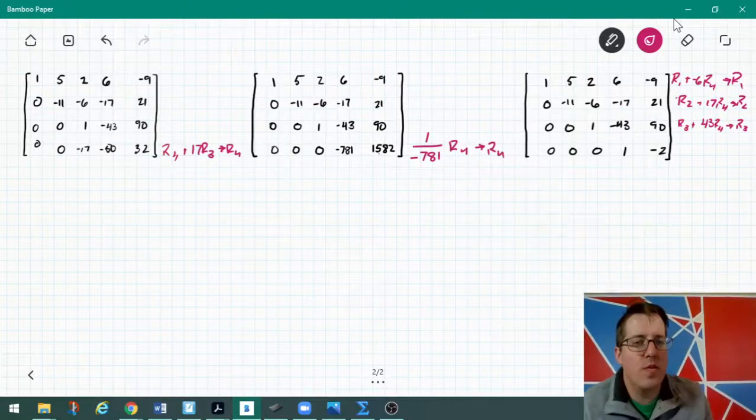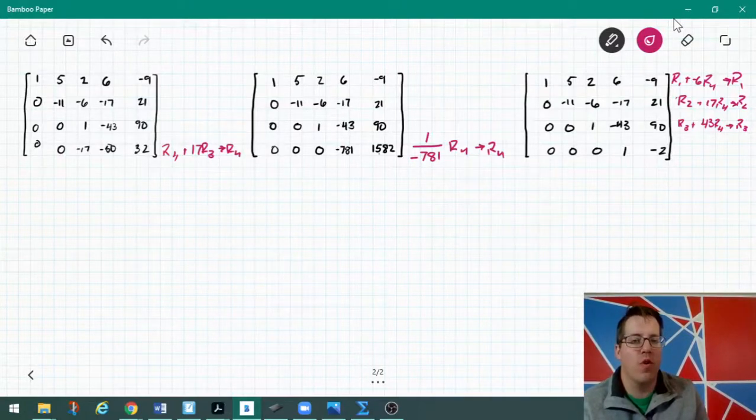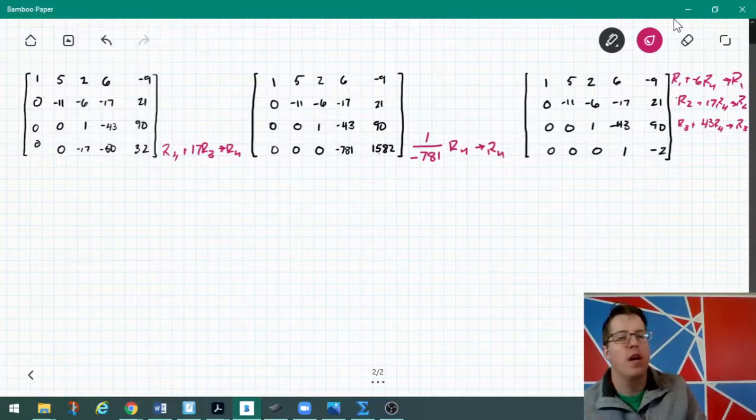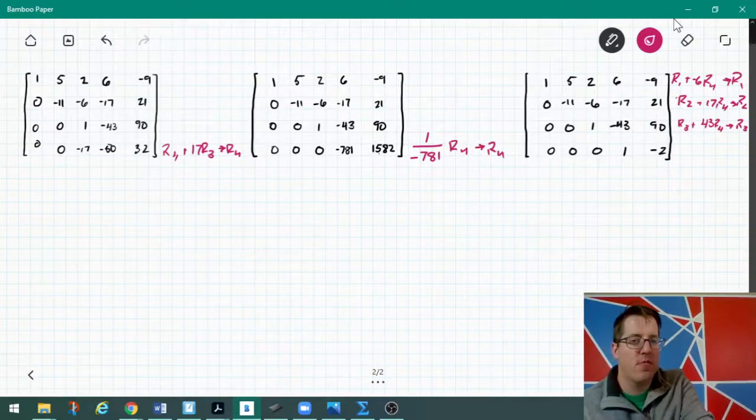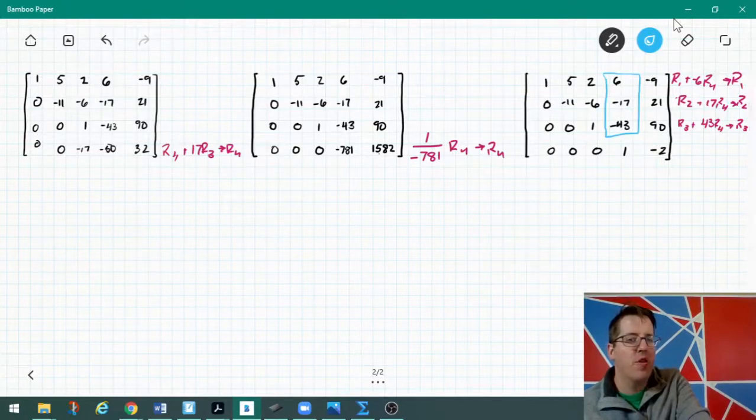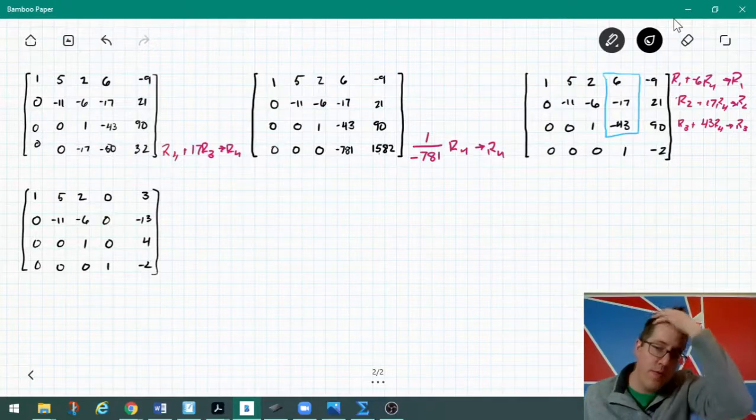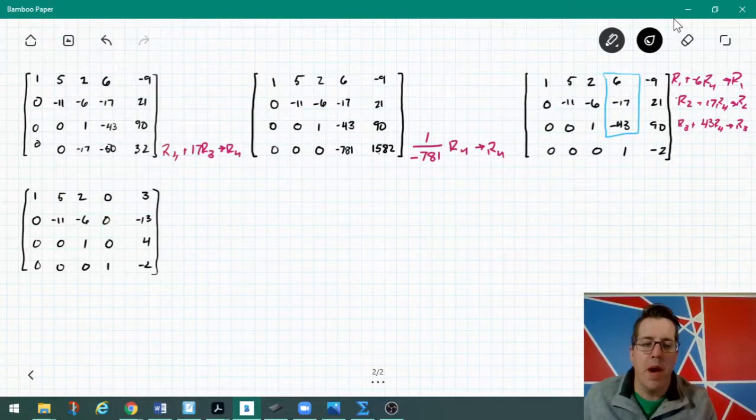And the next thing that I'm going to do is add 43 times row 4 to row 3, 17 times row 4 to row 2, and -6 times row 4 to row 1. That's going to allow me to turn those 3 entries, the 6, the -17, the -43, into zeros. All right, so now I have my last 2 variables solved for. My z is 4, my w is -2.